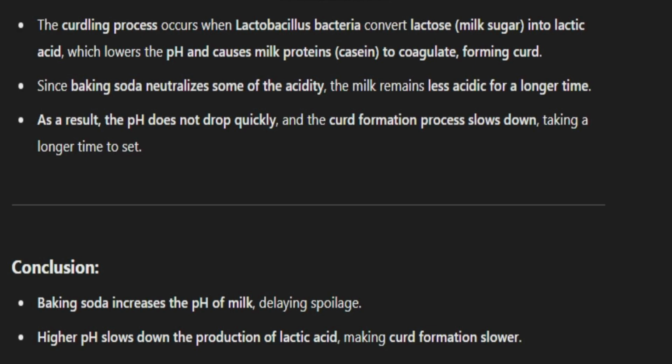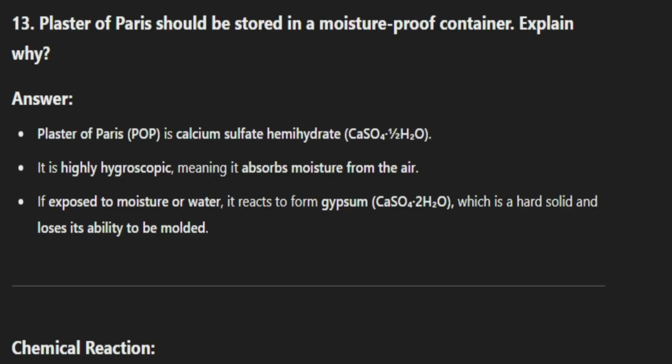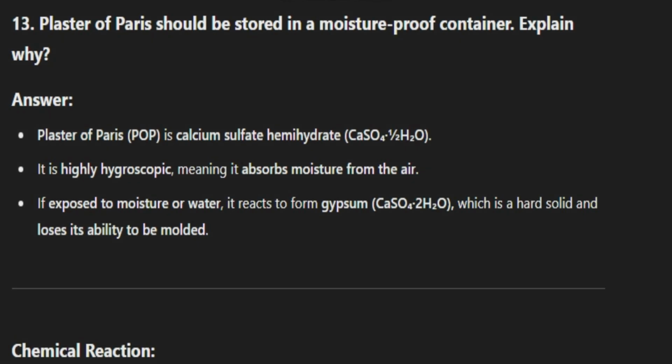Higher pH slows down the production of lactic acid, making curd formation slower. 13. Plaster of Paris should be stored in a moisture-proof container. Explain why. Answer. Plaster of Paris, POP, is calcium sulfate hemihydrate, CaSO4·1/2H2O. It is highly hygroscopic, meaning it absorbs moisture from the air.